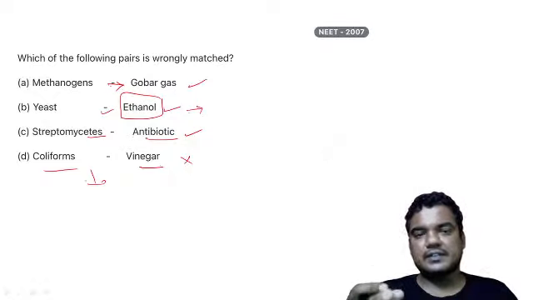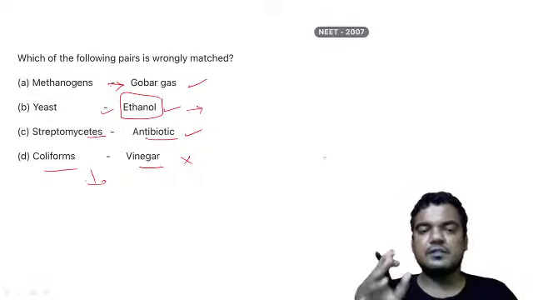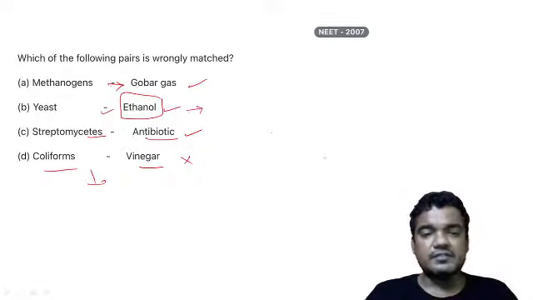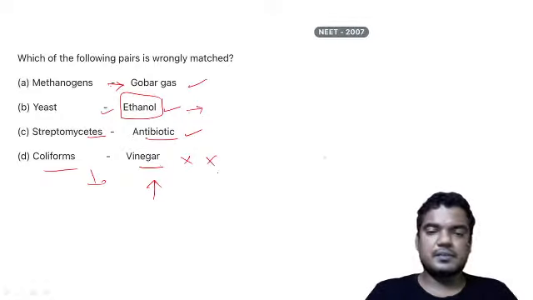So whenever fecal matter mixes with the water, we use coliforms for measuring how much fecal matter has contaminated that water. Vinegar is produced from acetic acid only, so it is properly matched.